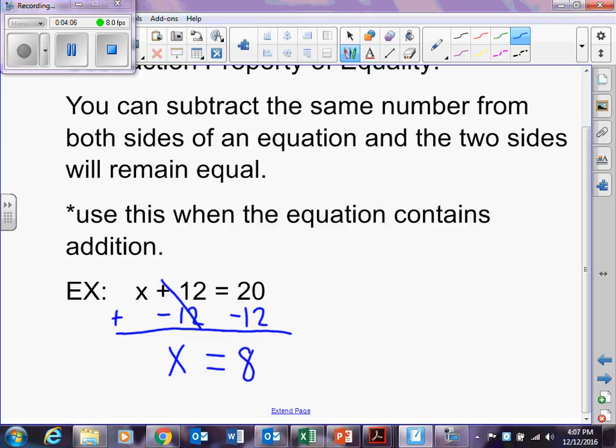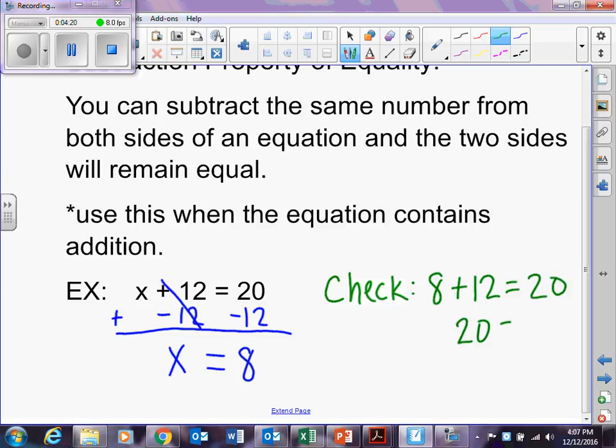So x equals 8. And you can check your answer, which I always suggest doing, by putting x, or 8, in the spot of x. So I have 8 plus 12 equals 20, 20 equals 20. My equation remains balanced, so I know that's the answer.